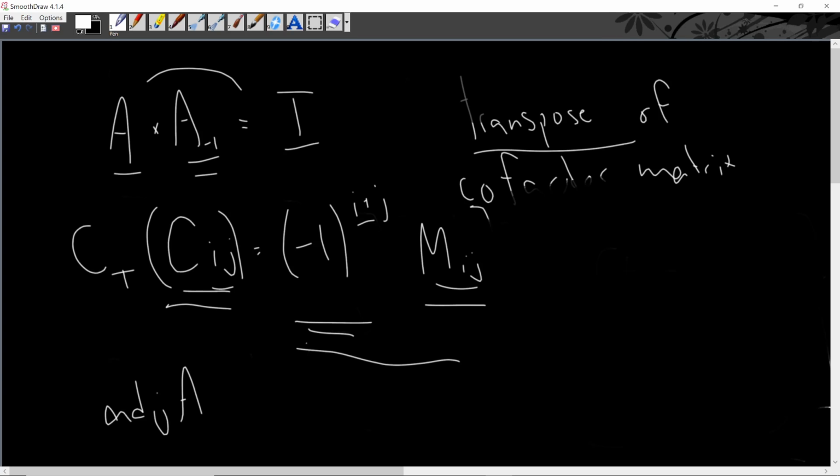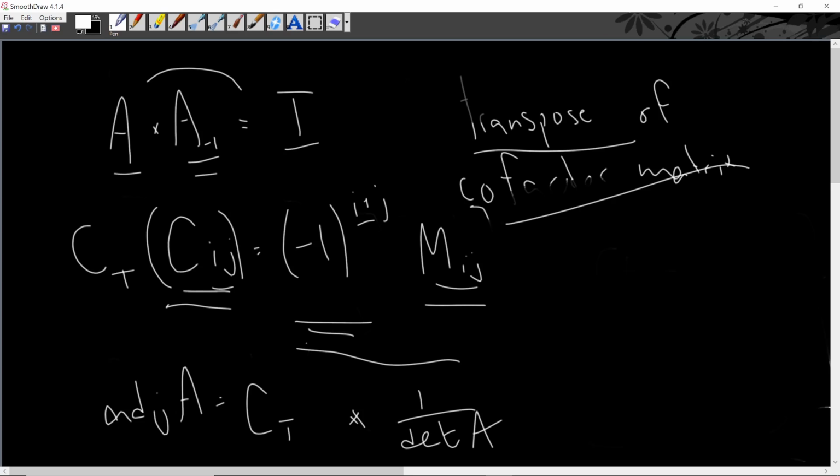So adjugate A is equal to the transpose of the cofactor matrix, what we wrote down there, so C^T. And then all of that needs to be multiplied by 1 over the determinant, 1 over determinant A. So yeah, that's a lot. I know that's a lot, especially for a 3x3 matrix.